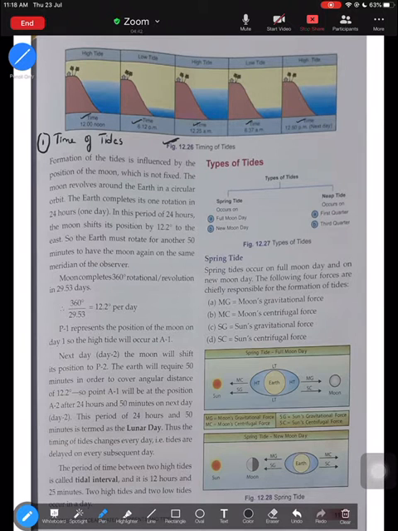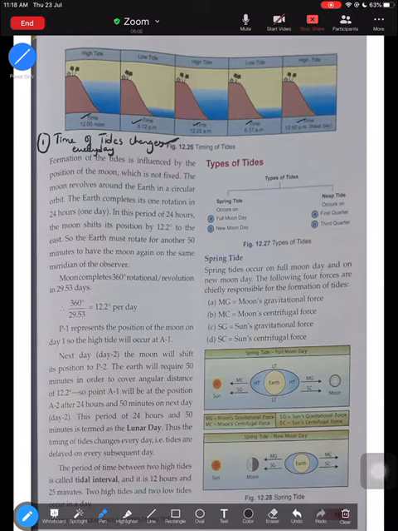Now, from this picture, we can interpret that the time of tides changes every day, isn't it? So the time of tides changes every day. So you cannot have high tide on the same day or on the next day. You cannot expect high tide to take place at the same time.